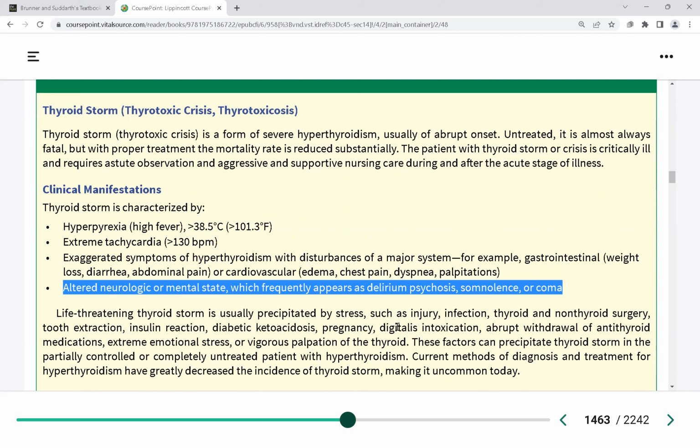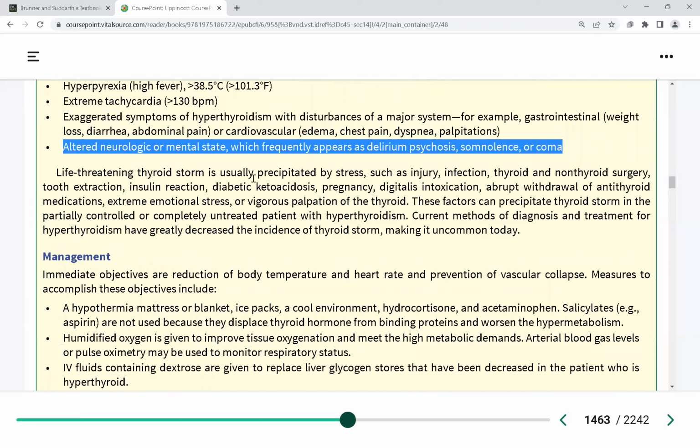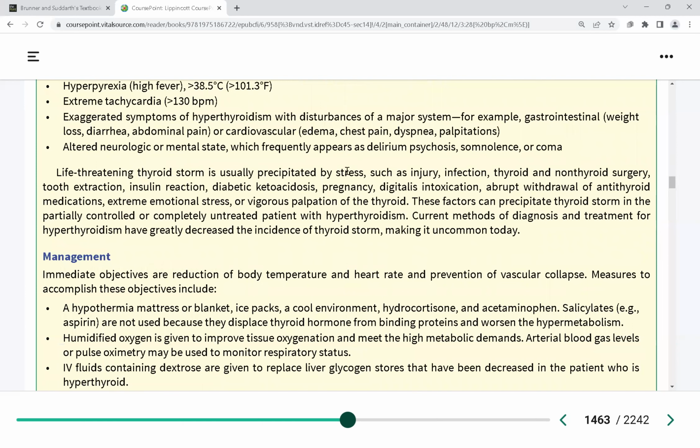Now, how will a patient with hyperthyroidism go into thyroid storm? Here are the causes. Stress. What is considered stress to you? Like if they're exercising. Only exercising? What about stress with everything in life? Anything in life. Let's just talk about stress for now. So what is stressful to you?